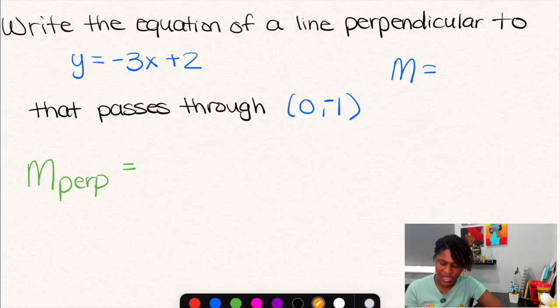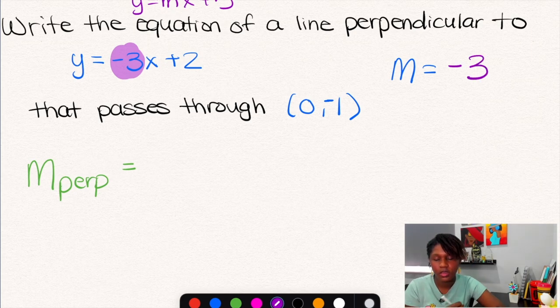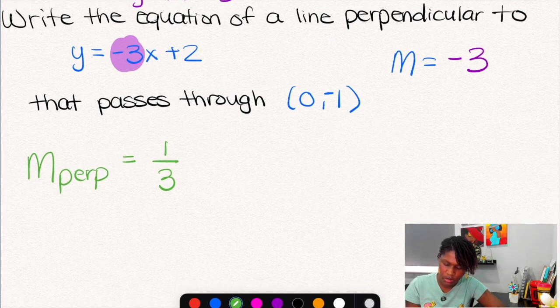Welcome back. Let's start solving. First, let's identify our slope, which is right there, negative 3. We're given negative 3. Remember, with perpendicular lines, they have the opposite reciprocal slope, so we are going to write down our slope for our perpendicular line as a positive 1/3. And we can get started.